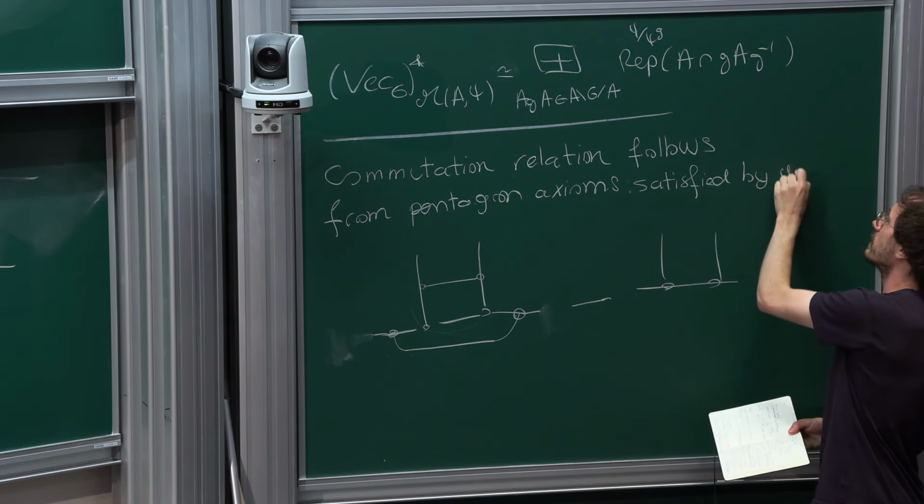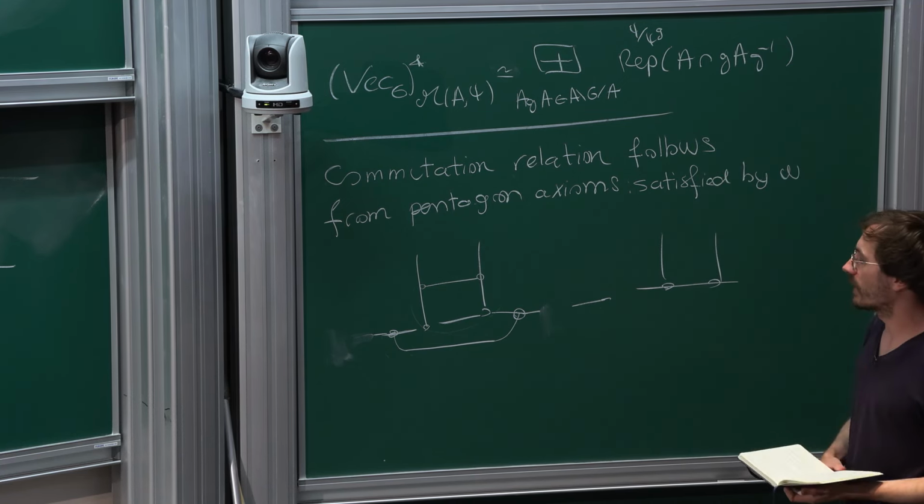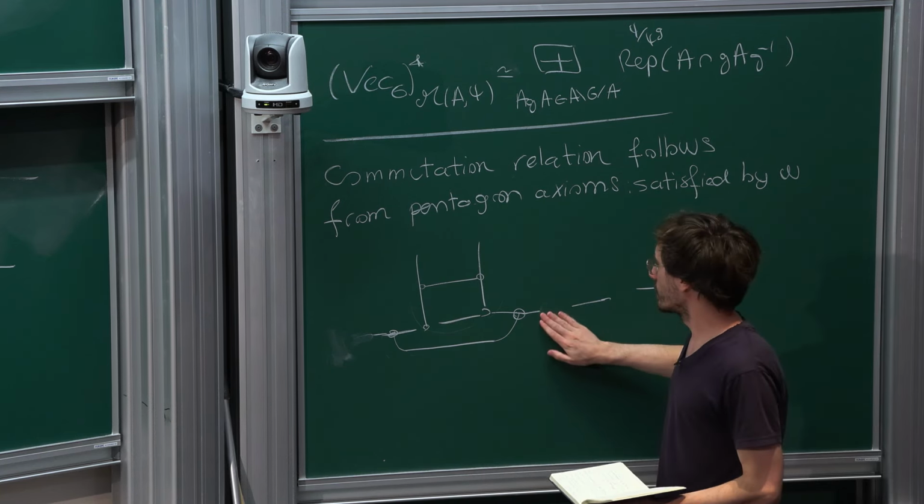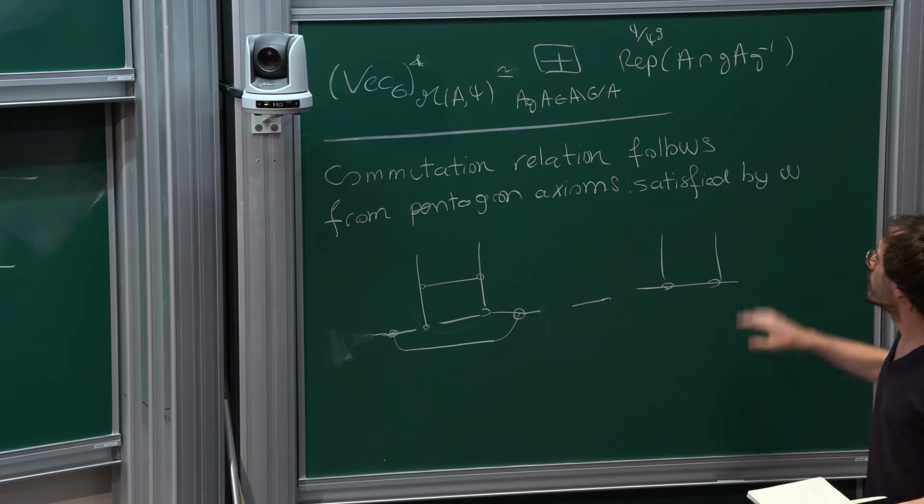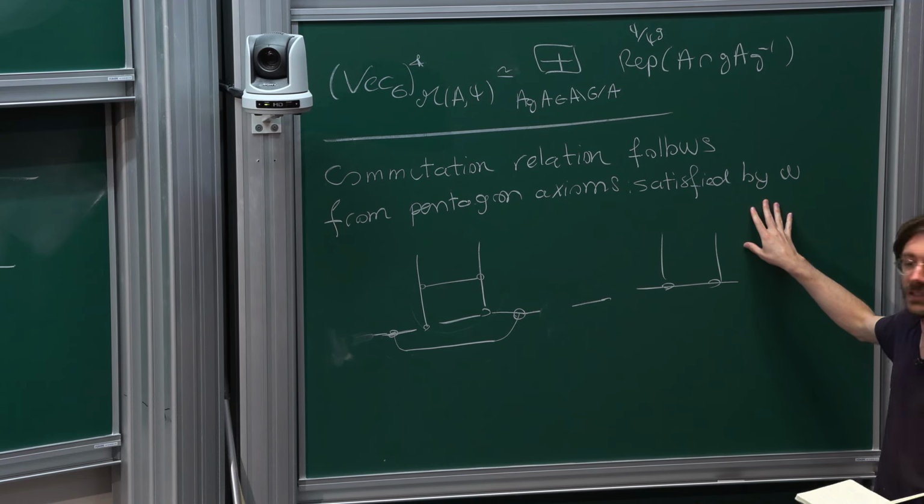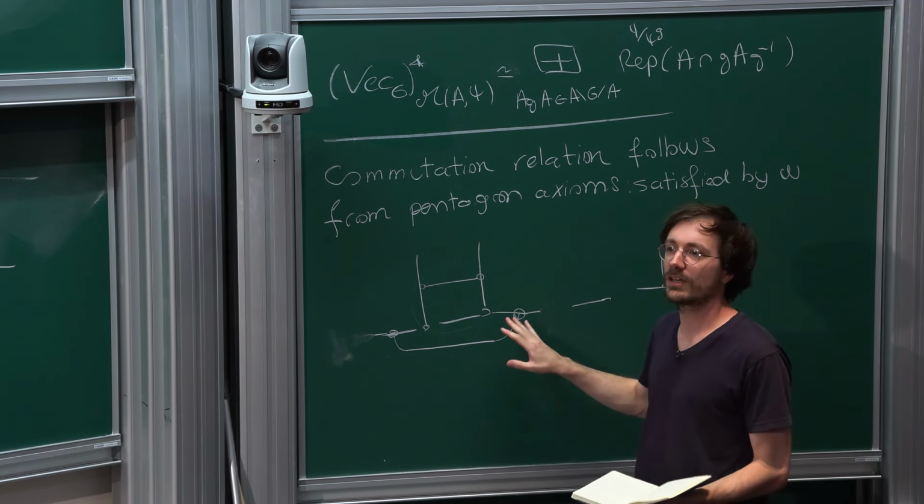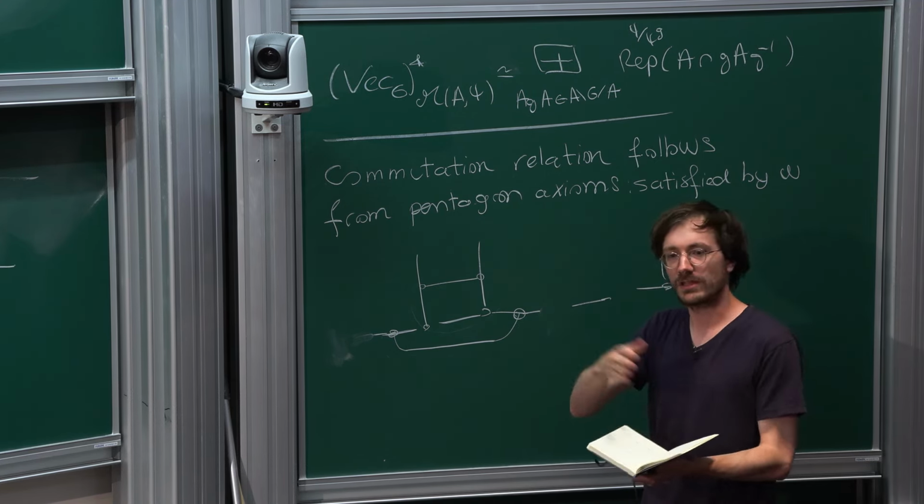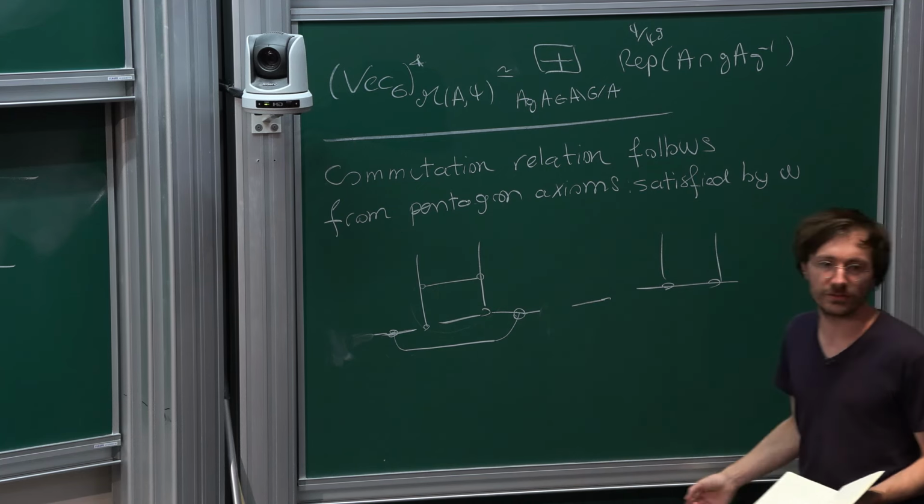So in a way, it's just a consequence of this MacLane theorem that was mentioned yesterday. If the pentagon axiom is satisfied, then whenever you have some diagrams, you can manipulate them in any order that you want, and it will always give the same answer.